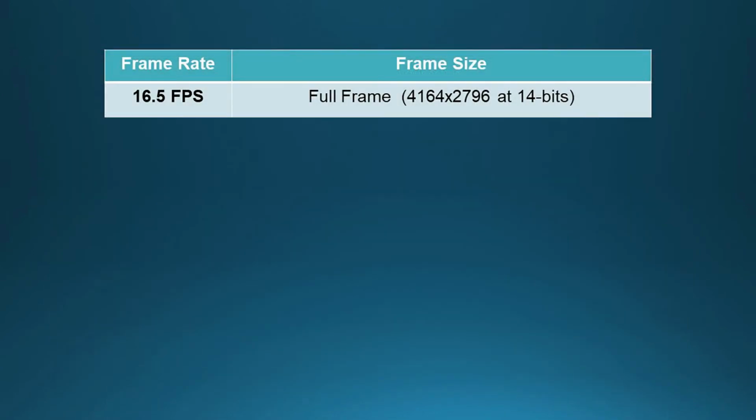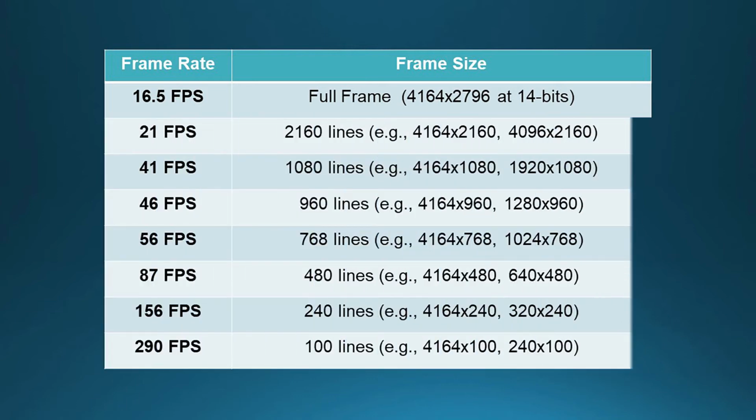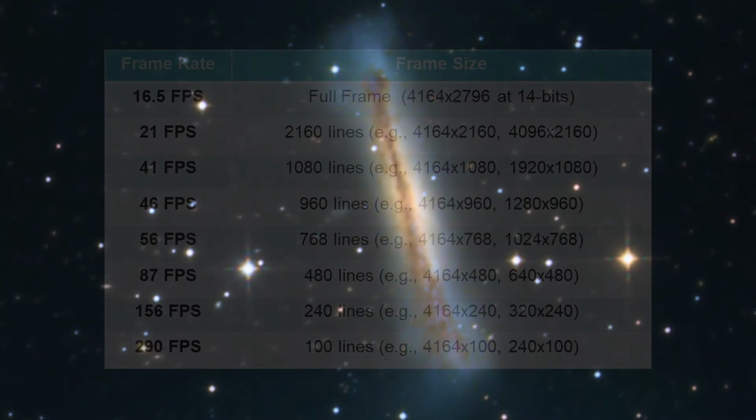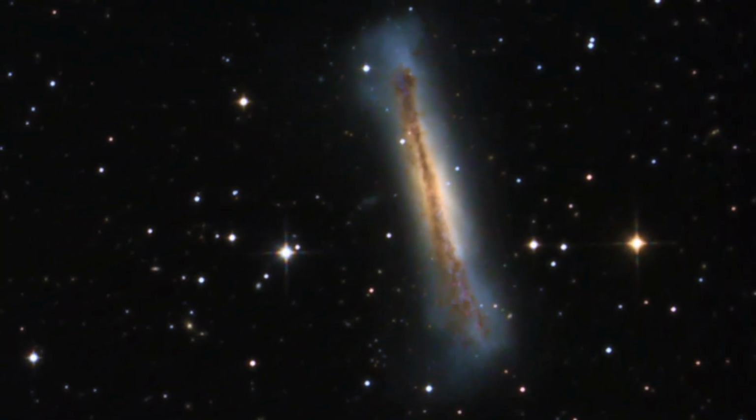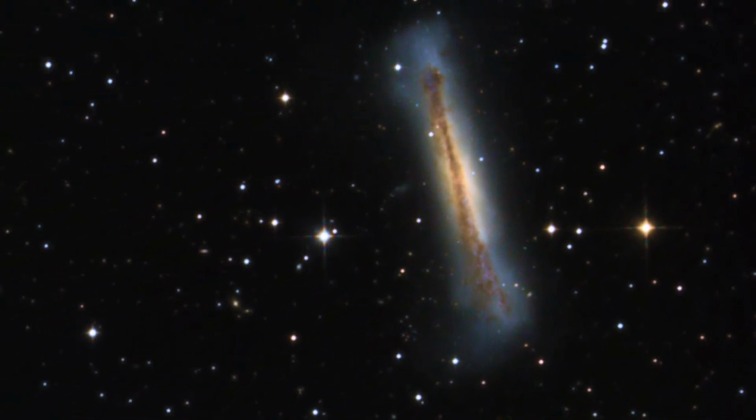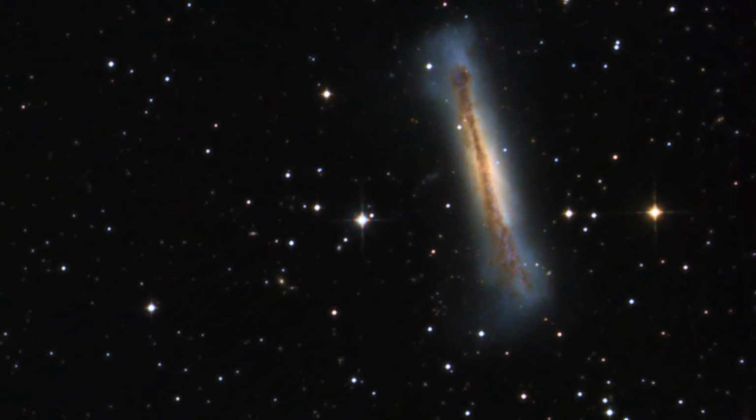Using a USB 3.0 high-speed interface, the QHY294C produces 16.5 high-resolution frames per second. That is a full 11.6 megapixel frame with 14-bit A to D. Higher rates are achieved by selecting a region of interest. For example, the camera will produce 41 frames a second at 1080 lines and nearly 300 frames a second at 100 lines. The QHY294C has an internal 256 megabyte high-speed DDR3 image buffer.